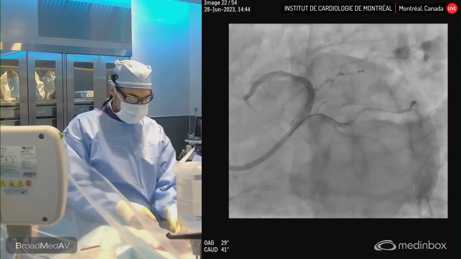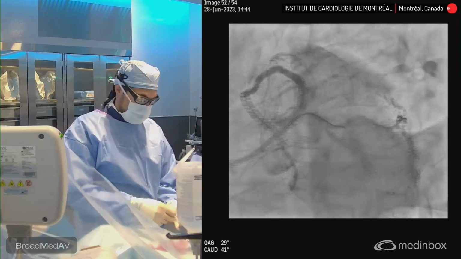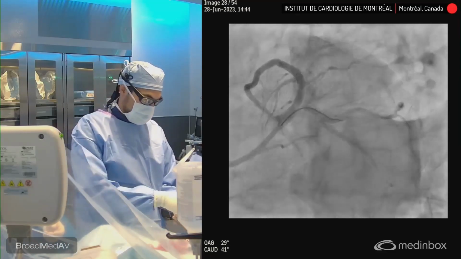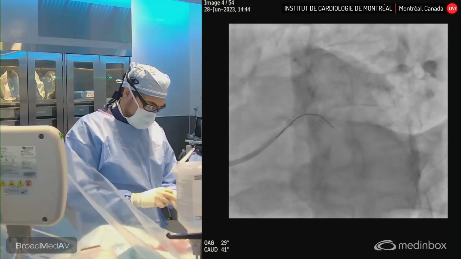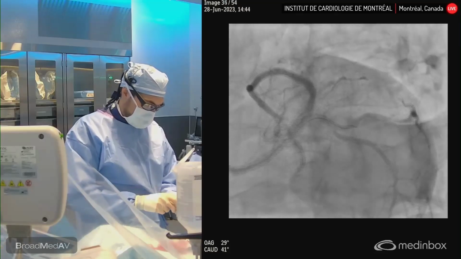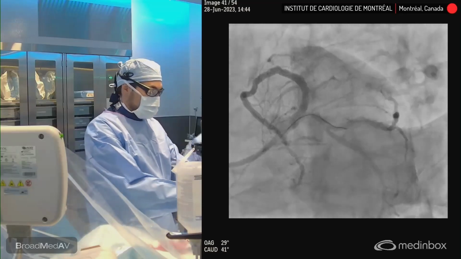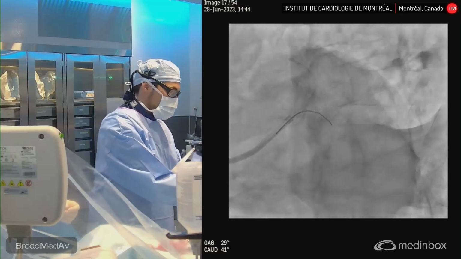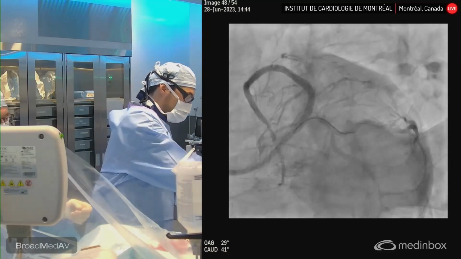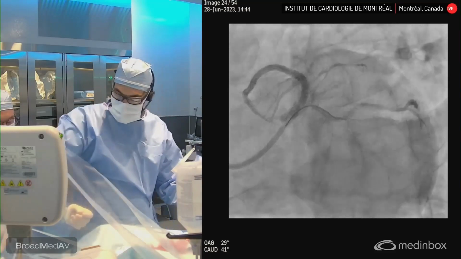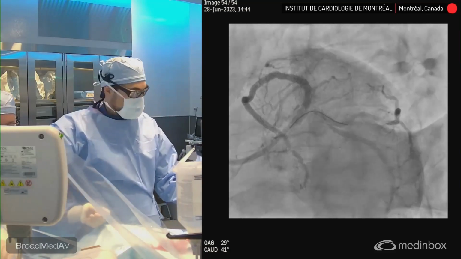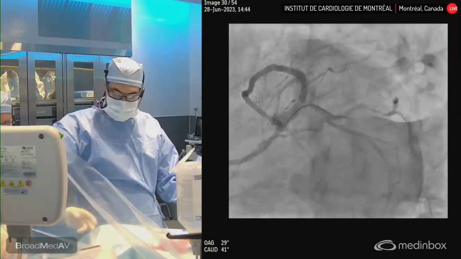So my wire was actually committed and was always going in the marginal, despite trying different bends and approaches. It was not able to go in the circumflex. This is partially explained by the nodule at the bifurcation, which pushes my wire away, and also the wire bias, which pushes me in the opposite wall of the vessel.